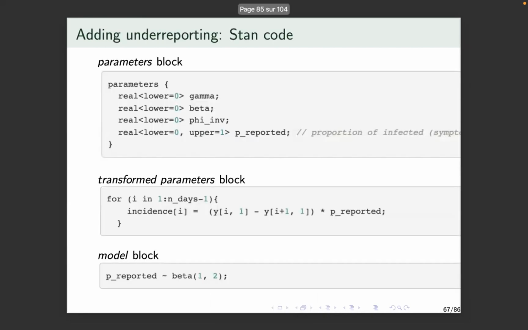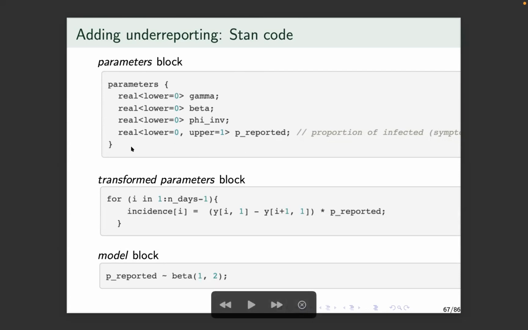And so the first thing that can come to mind is that we're missing the underreporting part. Because in the previous example from the boarding school, this was just some cases in a boarding school, so we had access to all the cases. Whereas for COVID-19, especially at the beginning of the pandemic in 2020, a lot of infected people were not reported as infected. So we add a new parameter to the model.